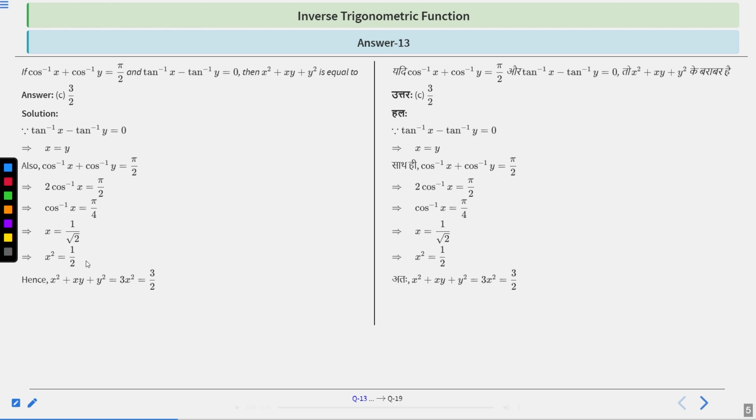Clear? So, x square equal to 1 by 2. And since x equal to y, therefore y is also equal to 1 by root 2. Therefore, by putting the values of x and y here, we'll get the value of this expression as 3x square, which is equal to 3 by 2. Clear? Therefore, option C will be the right choice. Option C, 3 by 2 will be the right choice. Got it?